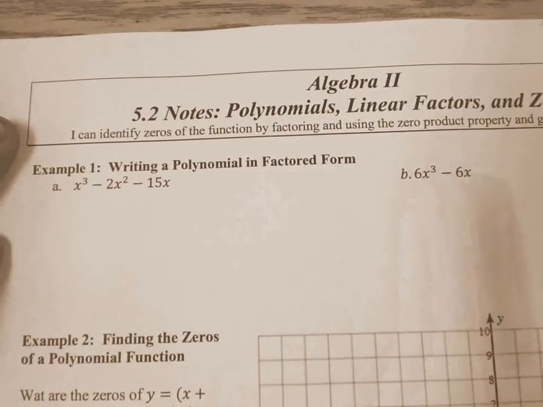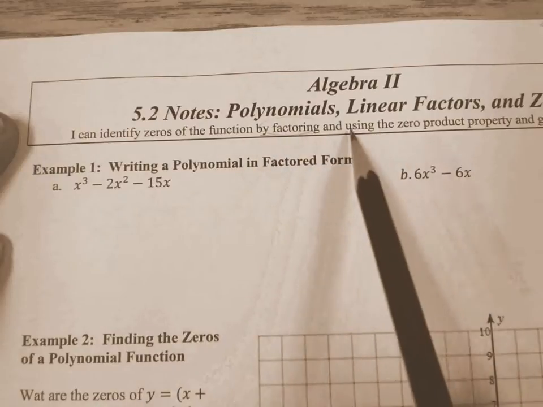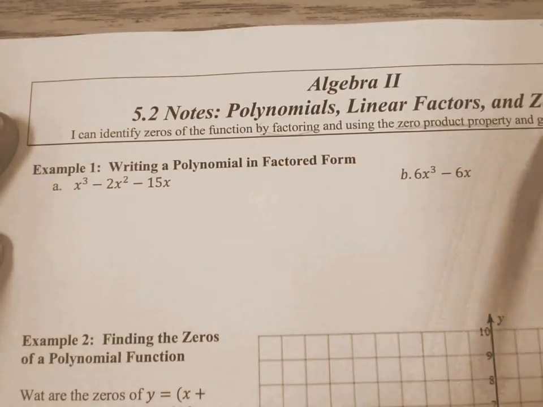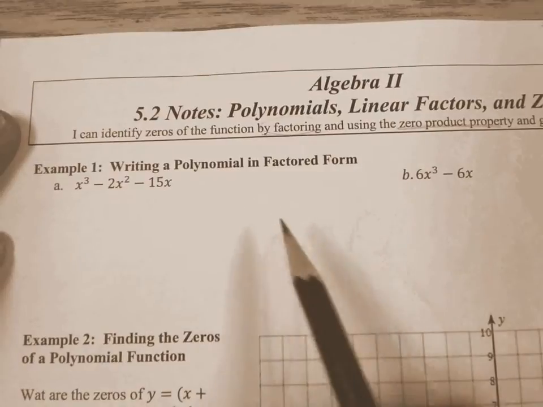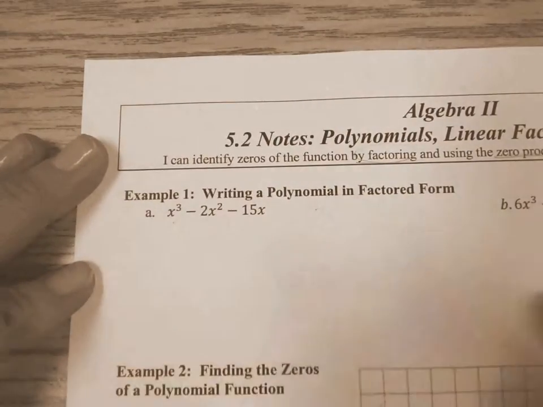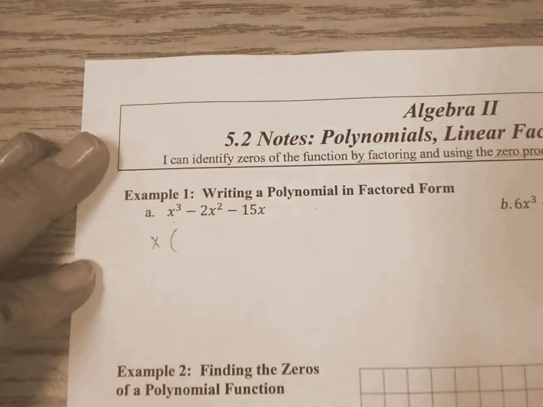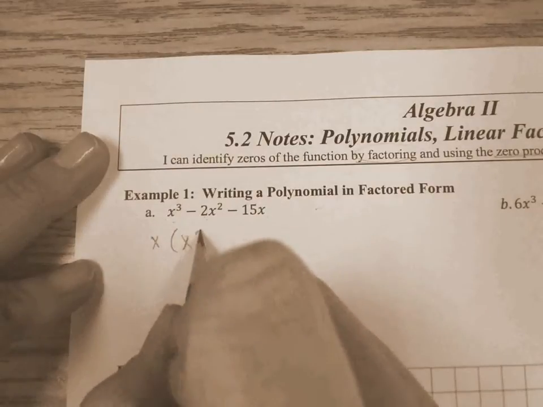This is lesson 5.2. I can identify zeros of the function by factoring and using the zero product property and graphing calculator. So for example 1 here, we're going to practice factoring. This is the same kind of factoring we did in Unit 4. So first look for a common factor. Notice x is a common factor there.